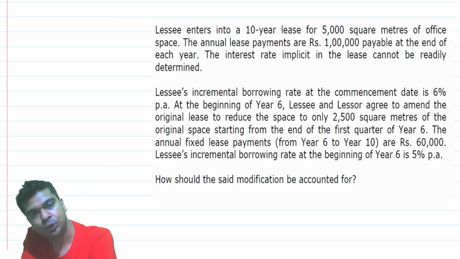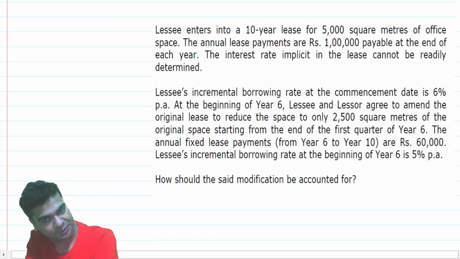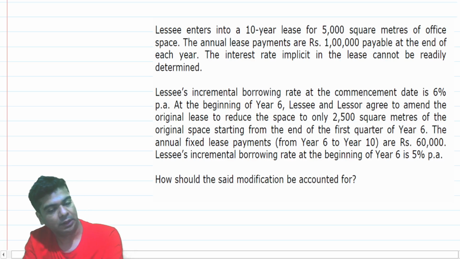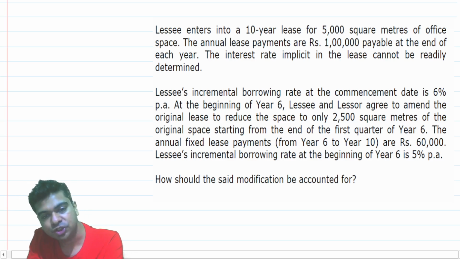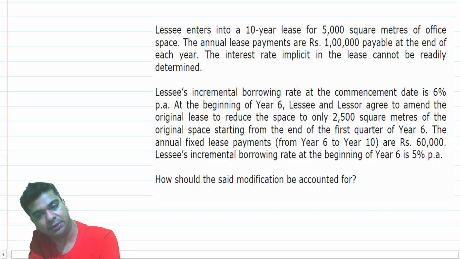Lessee enters into a 10-year lease for 5,000 square meters of office space. The annual lease payments are rupees 1 lakh payable at the end of each year. The interest rate implicit in the lease cannot be readily determined.